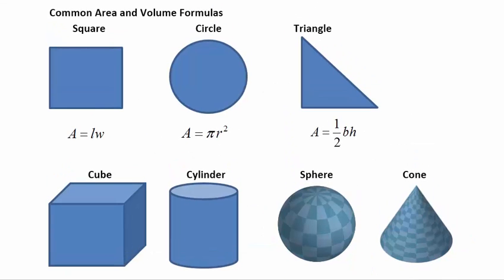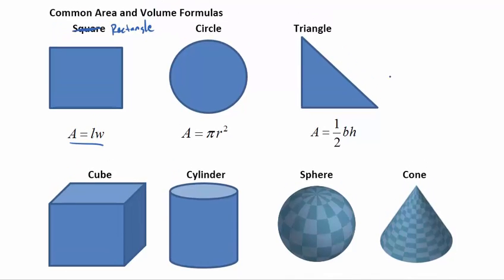Okay, here are some common area and volume formulas. So take a look at these and start working on these. Let's make a little correction here, though. This should be a rectangle. It is a square, but a rectangle is more general here. So area is length times width for a rectangle.